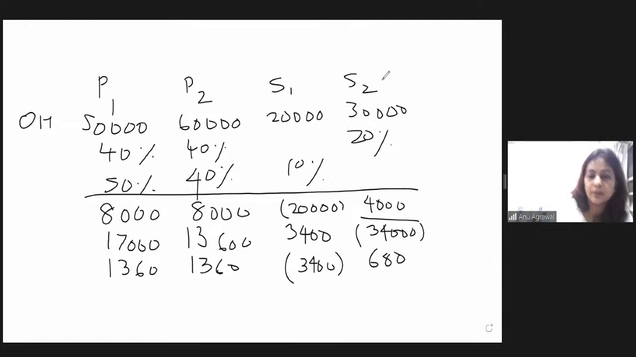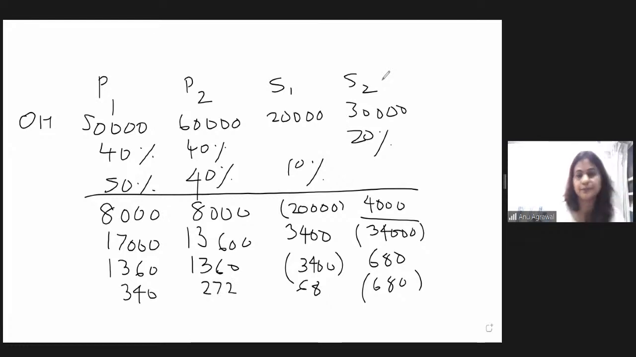680. Now again there's an expenditure on S2. What do I do? I again divide this. Okay, this becomes 0 now. I divide it. 340 goes here, 68 goes here, and 680 into 40%, 272 goes here.